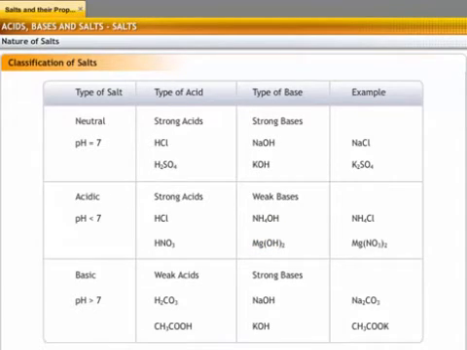On the other hand, salts formed from weak acids and strong bases are called basic salts with a pH value more than 7. Consider the salts like sodium carbonate and potassium acetate, which are obtained from weak acids like carbonic acid and acetic acid on reaction with strong bases like sodium hydroxide and potassium hydroxide.